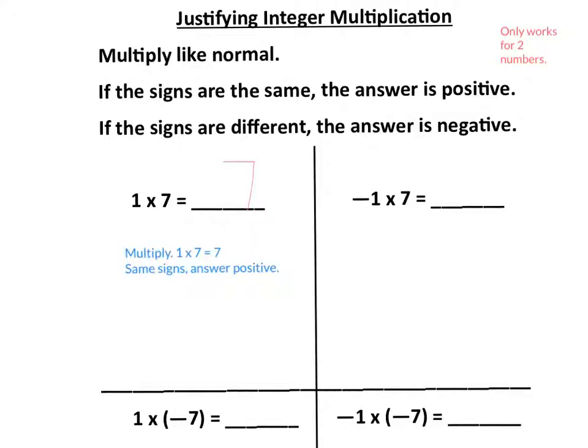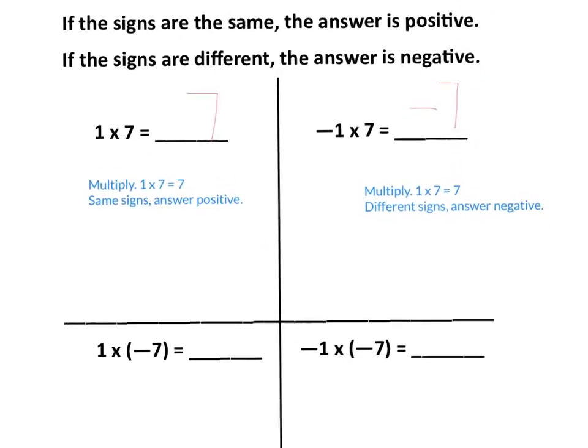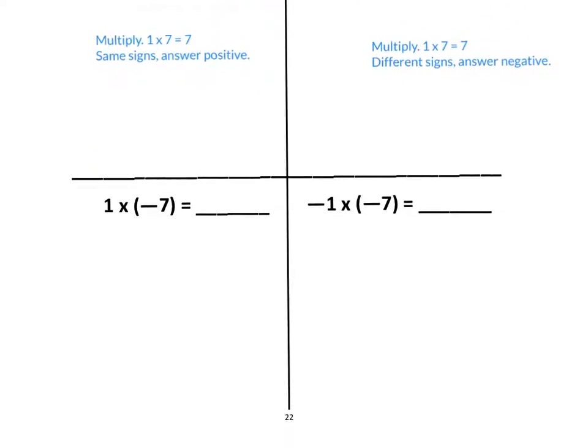Moving into negative 1 times 7. We know we're going to multiply just like we normally would. 1 times 7 will equal 7. And then the signs, we have different signs. So the answer is negative. Therefore, negative 1 times 7 is negative 7. You don't have to worry about which one's bigger, which one's smaller, which one has more, which one has less. It is simply put, the signs are the same, the answer is positive. The signs are different, the answer is negative.